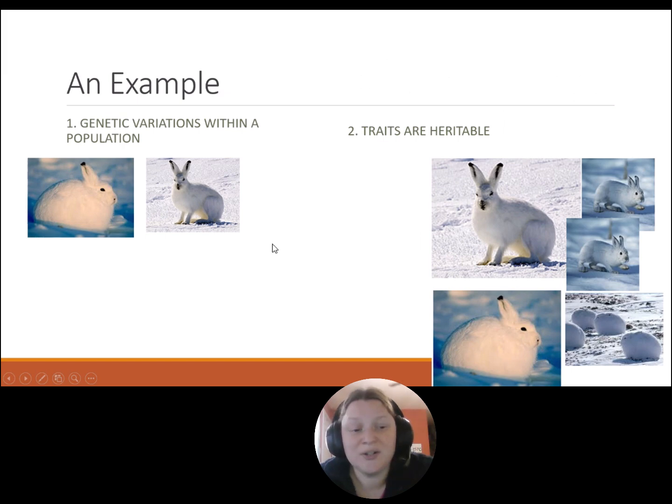Alright, let's look at another example of natural selection in action. In the Arctic we have these bunnies, and in this population there is genetic variation. Some of the bunnies are very fluffy, some of the bunnies are not so fluffy. This is a heritable trait, which means that not so fluffy bunnies have not so fluffy babies, and fluffy bunnies have fluffy babies.